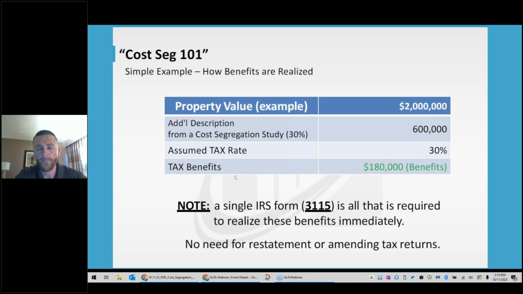I'm monitoring the questions. Here we go. All right, so I've got one just came in. How does bonus depreciation affect this? So that's a very good question.